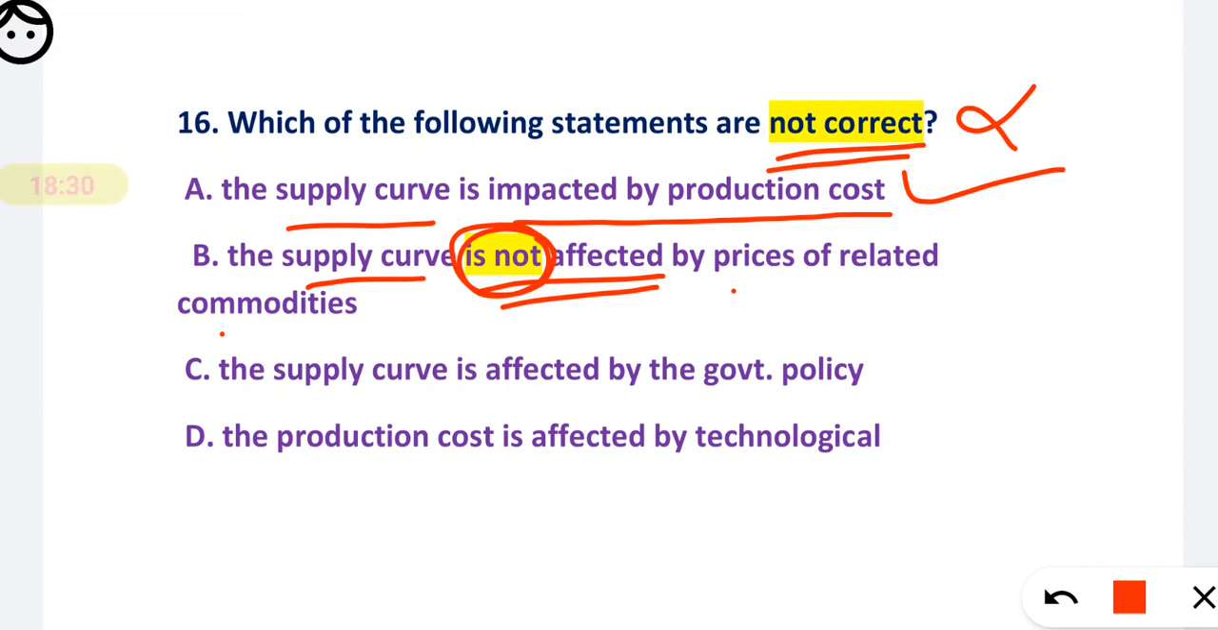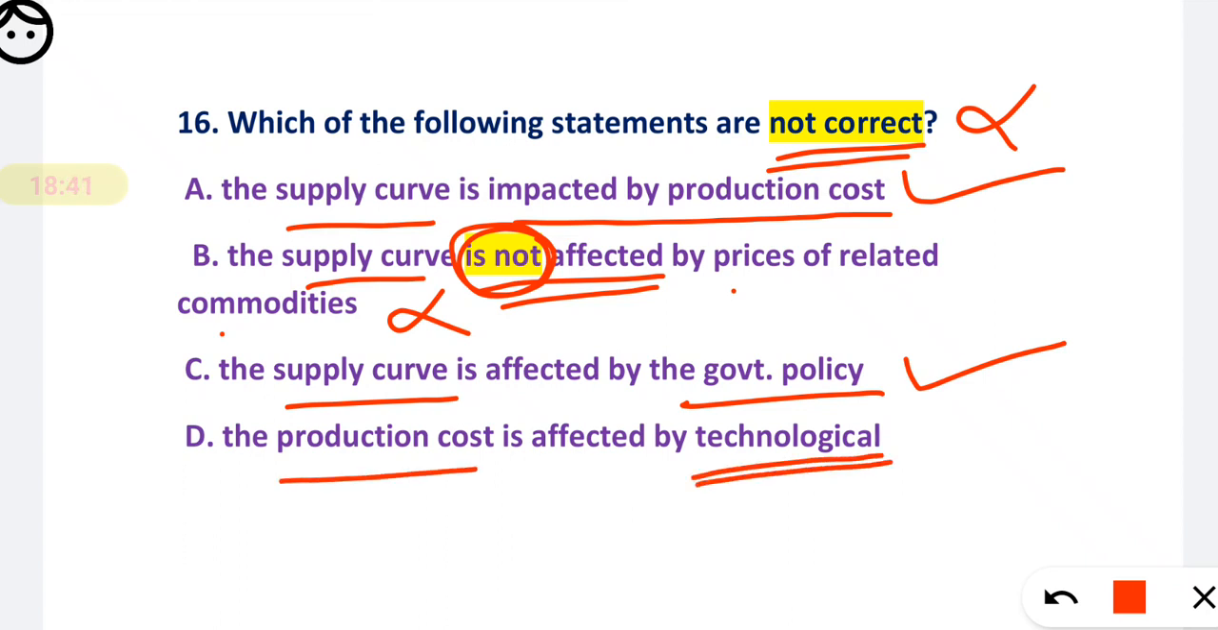Supply curve does get affected by the price of the related commodity, so it is a false statement. The supply curve is affected by government policy, we know, and the production cost is also affected by technological changes, so it is also correct. So option number B, that is the second option, is false, and which is the answer.